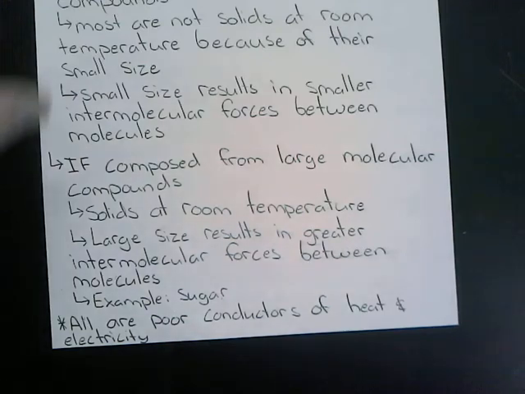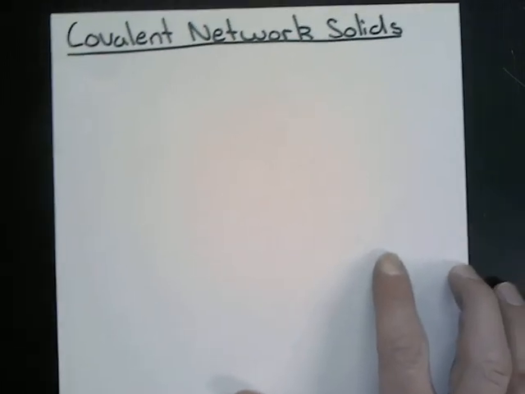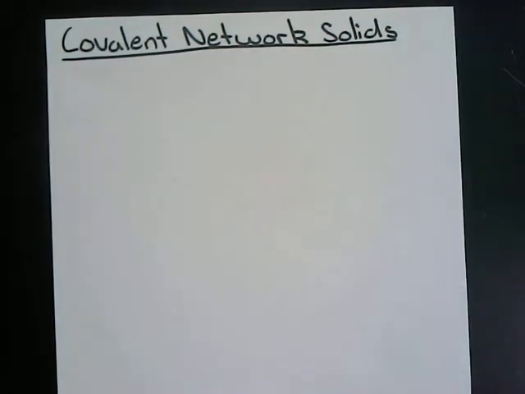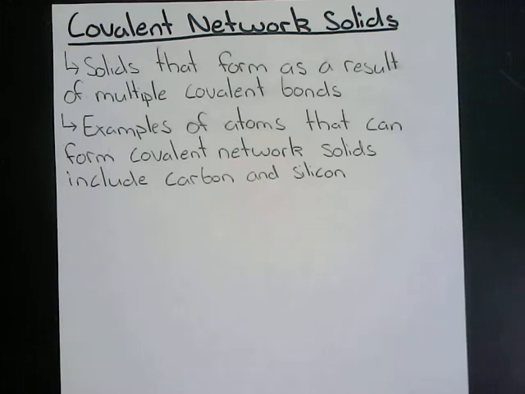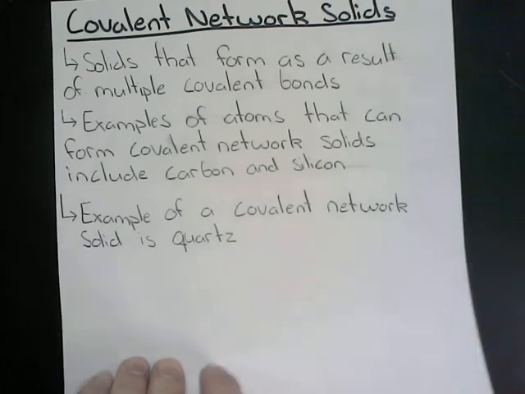Our next class of solids that we need to talk about are covalent network solids. These are solids that form as a result of multiple covalent bonds. Examples of elements that form covalent network solids include carbon and silicon. An example of a covalent network solid is quartz.